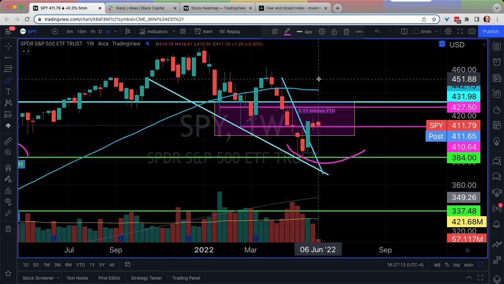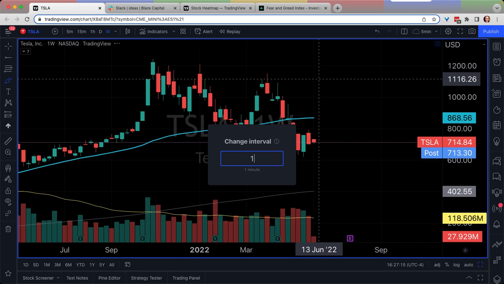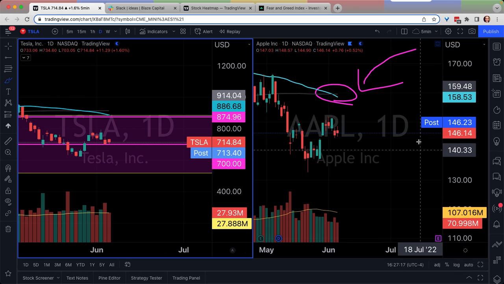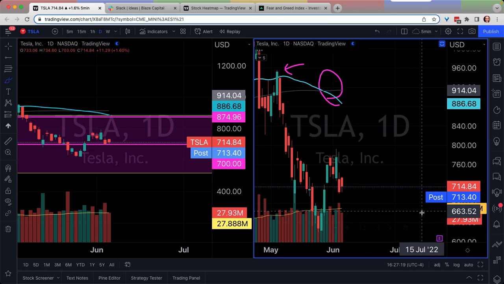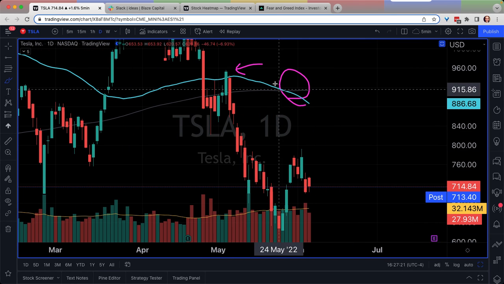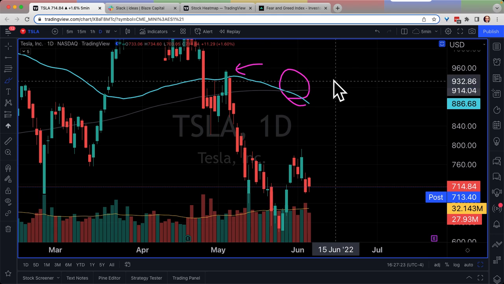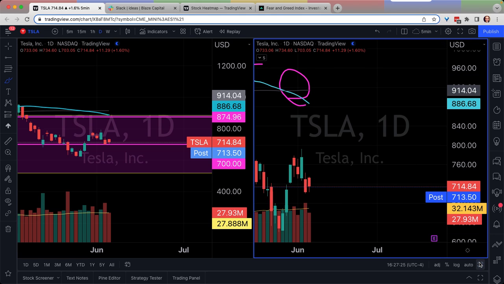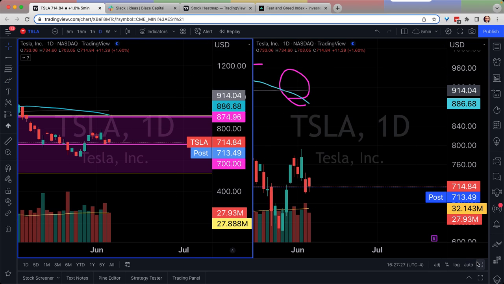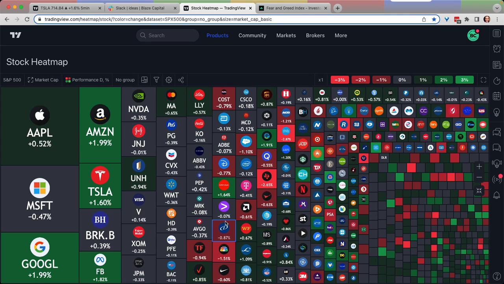And Tesla also had that, do I have it over here? I think I do. So Tesla has that exact same pattern as Apple, where it rejected off the 50 and has the death cross, which was our subject matter for the weekend deep dive. So anyways, not a lot of big pockets of red, not a lot of big pockets of deep green. So it's pretty much a meh.